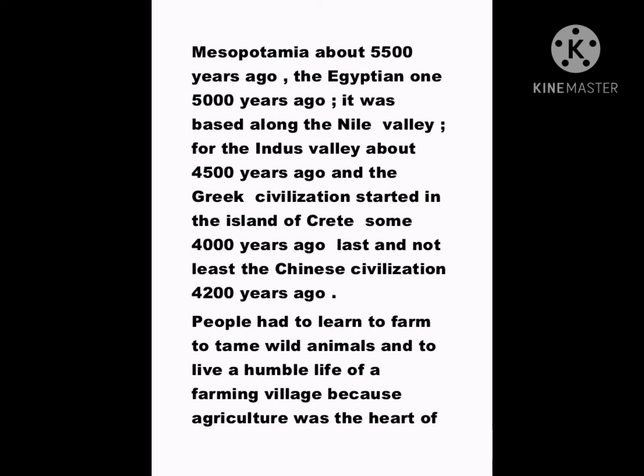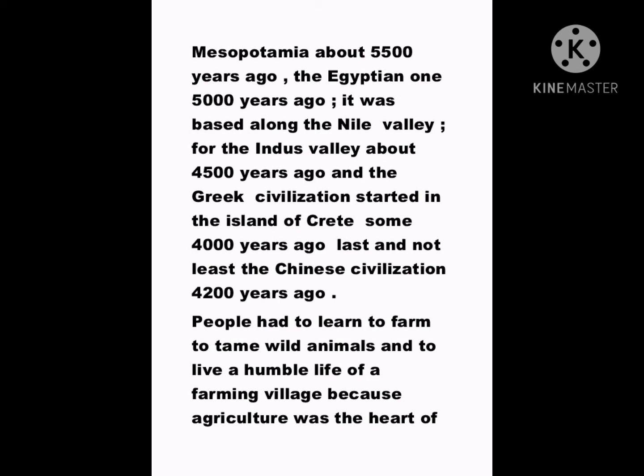Second civilization is the Egyptian one, 5,000 years ago. It was based along the Nile Valley in Egypt. Then the Indus Valley about 4,500 years ago, and the Greek civilization started on the island of Crete on the Mediterranean Sea some 4,000 years ago. Last and not least, the Chinese civilization, 4,200 years ago on the Asian continent.